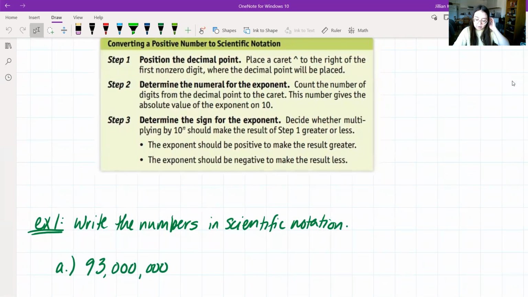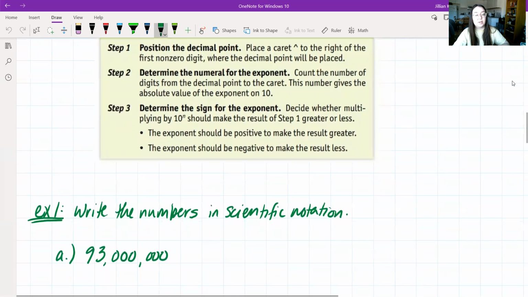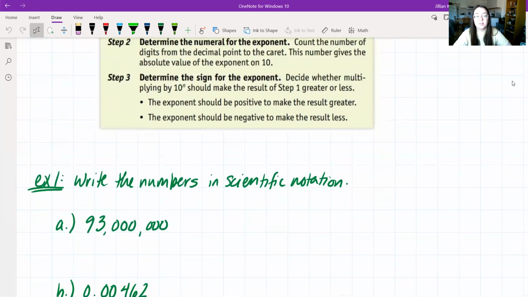So for example 1, we want to write the numbers in scientific notation. So keeping these steps in mind, if we're writing these numbers in scientific notation for part A, we have 93 million. So we position our decimal point, we place a caret to the right of the first non-zero digit. In our case, 9 is going to be the first non-zero digit. So let's use a different color in this case. So our caret is going to go right there. We're going to place our decimal point between 9 and 3.